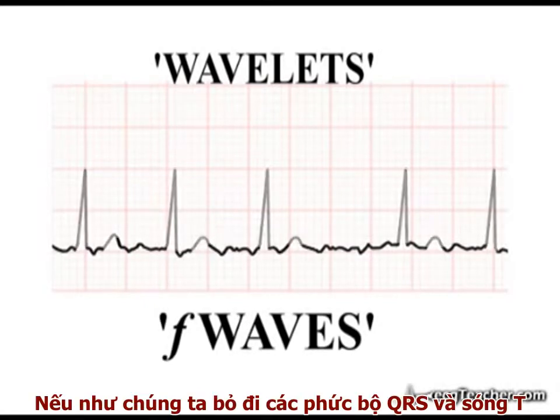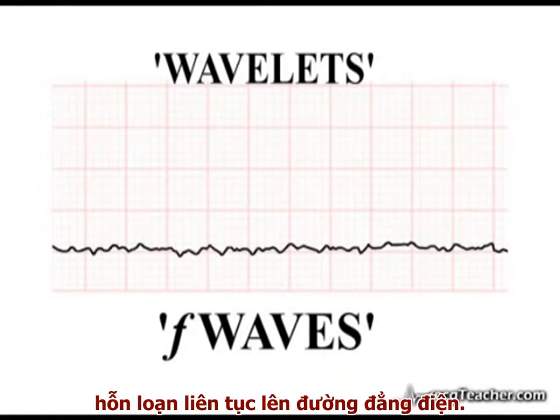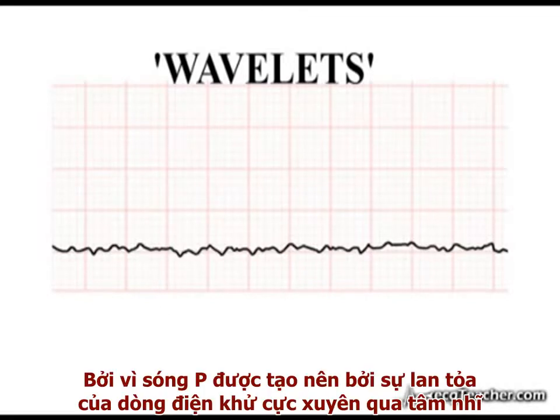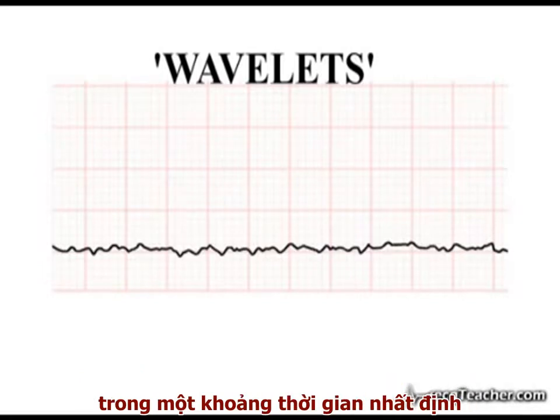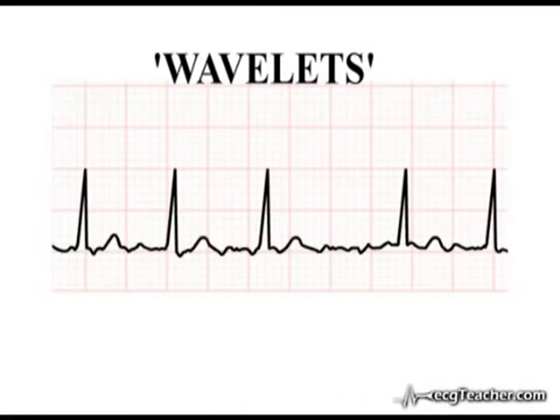If we remove the QRS complexes and T waves, we can see that F wave activity results in a continuous chaotic disturbance of the isoelectric line. As P waves are generated by the coordinated spread of depolarization over the atria in a defined period of time from a discrete depolarizing focus, in the presence of atrial fibrillation, P waves are absent.